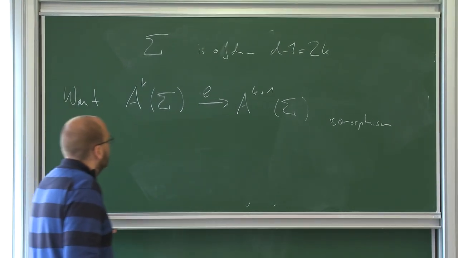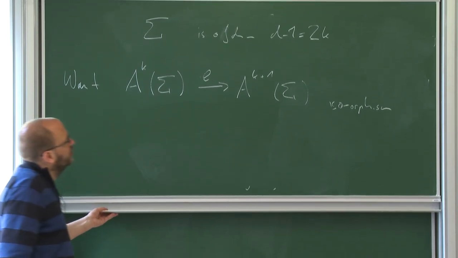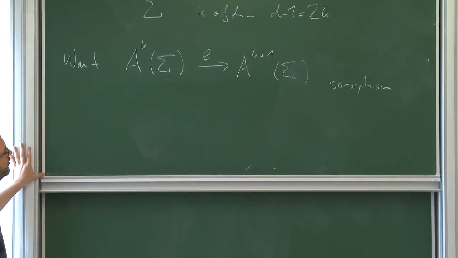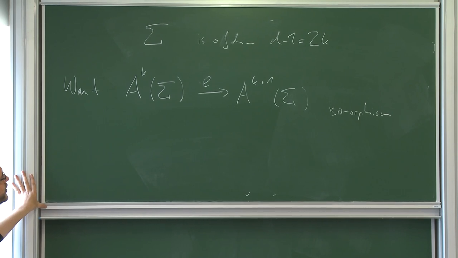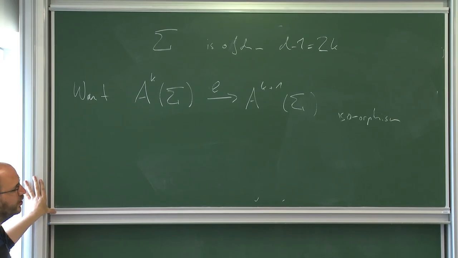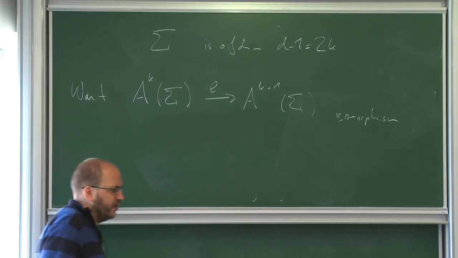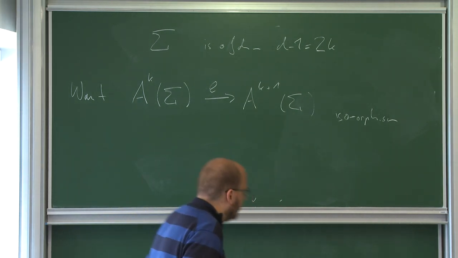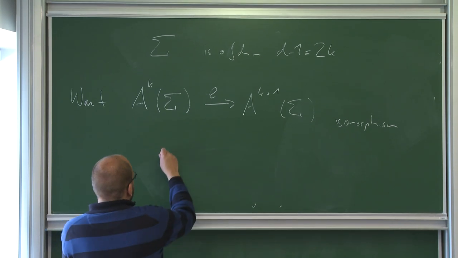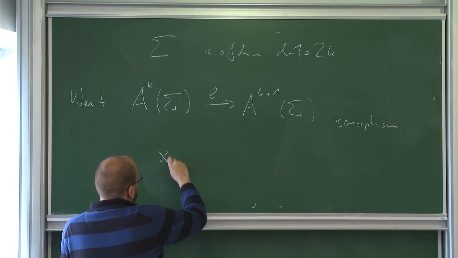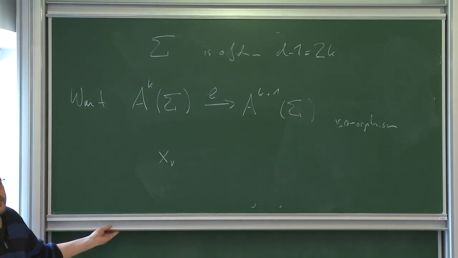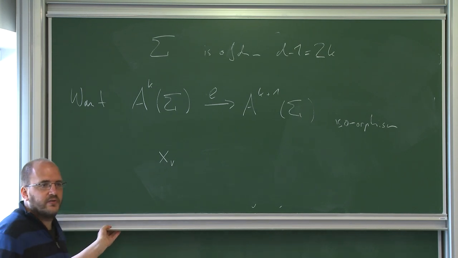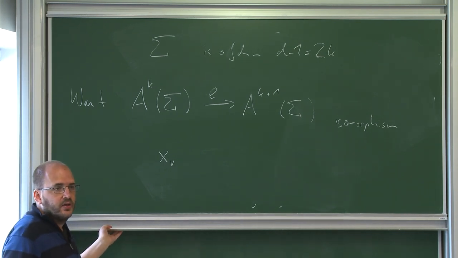So how would we attack this? Well, at first it seems rather hopeless, right? How do I even describe a generic element? Well, I could try to say, maybe what happens if I just take the variable corresponding to a single ray, a single vertex? Right, I don't really understand it that well.